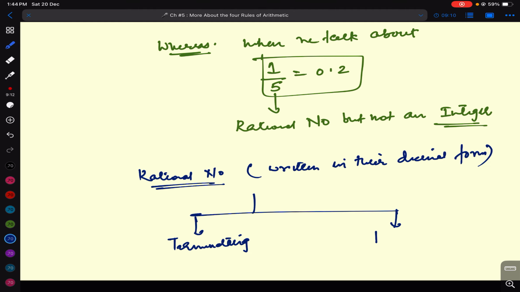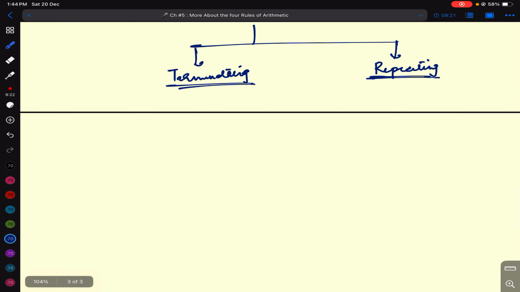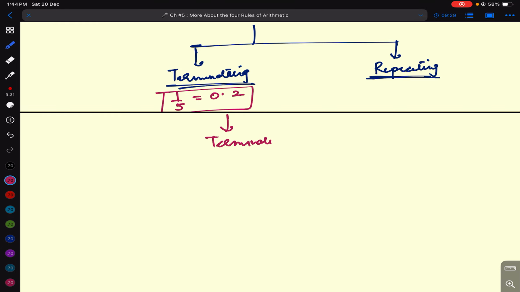Or repeating. Okay, so it can either be terminating or repeating. When I say terminating, let's take the same example, 1 over 5, so it is written as 0.2, right? So now this is a terminating rational number.